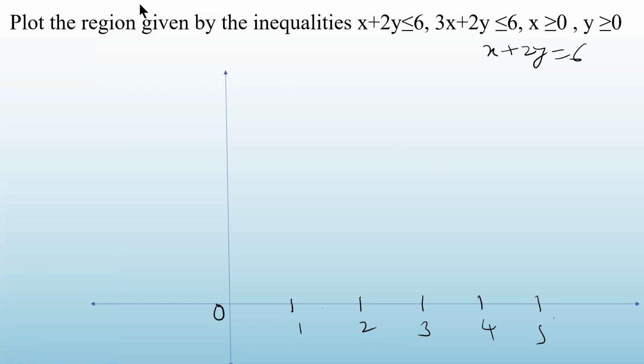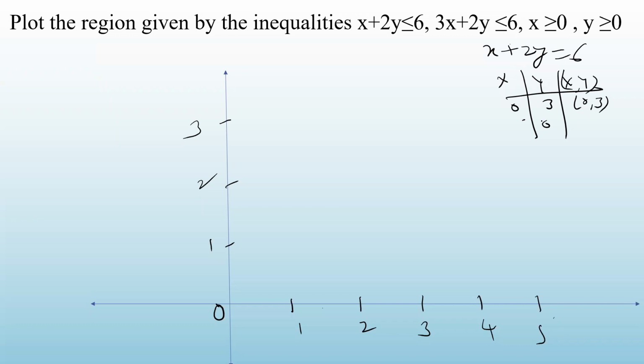दूसरी लाइन क्या है? 3x plus 2y equal to 6. Okay. So इधर 1, 2. Okay. I'm taking only up to 3. Let us see. Can you tell me which 2 points will be there on this? Make a table like this. So when you put x equal to 0, what is the value of y? 3. So which point? 0, 3. When you put y equal to 0, x is 6. So 6, 0. So 0, 3 and 6, 0.